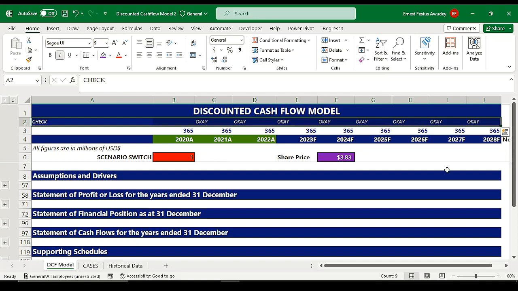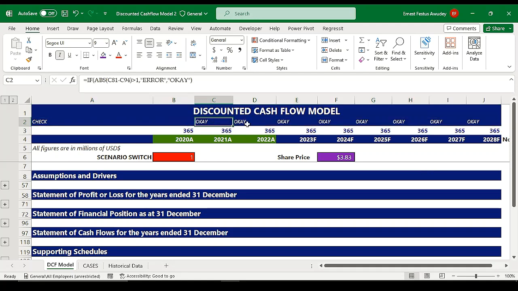Now we want to make our financial model as error proof as possible. So what we do is that at any point in time, we want to ensure that our financial model is working perfectly without any errors.